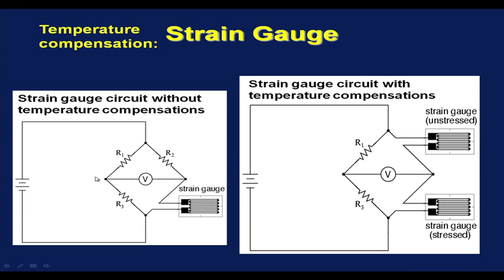So, this is the circuit diagram we previously discussed, which does not have any temperature compensation. One arm of the Wheatstone bridge has the strain gauge. To have a temperature compensation, we take two identical strain gauges connected to two arms of the Wheatstone bridge. One strain gauge is stressed, so this is attached to the specimen whose strain we are going to measure, and the other one is not strained. So, this is unstressed.